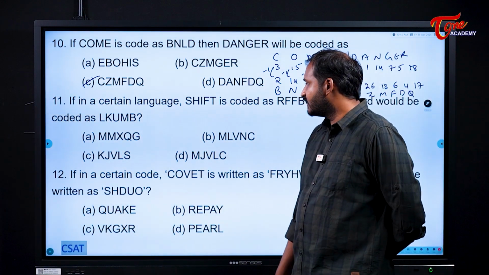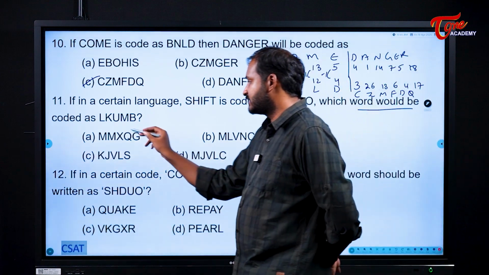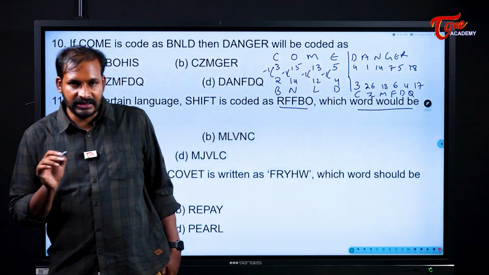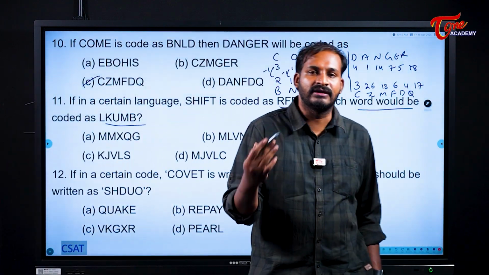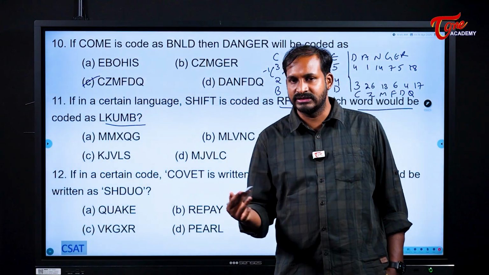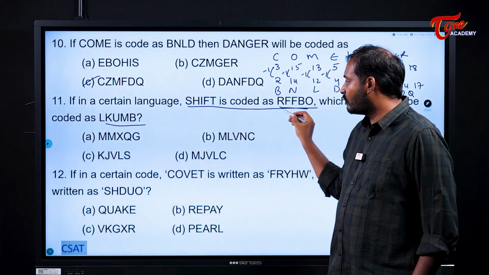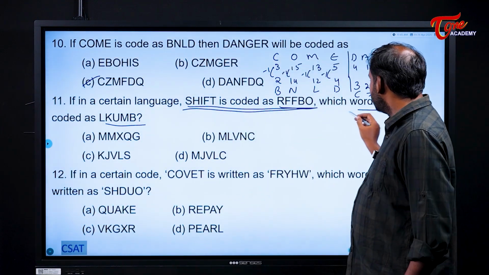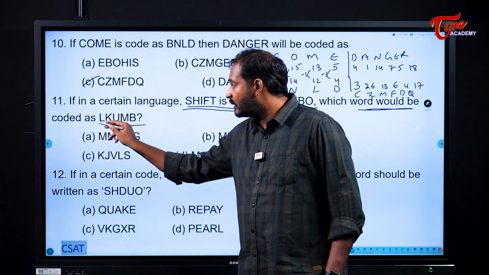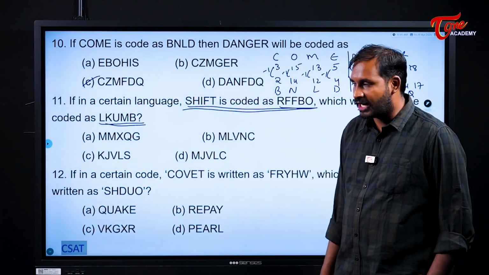If in a certain language, SHIFT is coded as something like this, then which word will be coded as this? Now please see here. Till now, they gave us a word and a code, and at last asked us to find the code. But here, in a certain code language, SHIFT is coded like this. Then which word will be coded as this one? We need to find the answer for that.